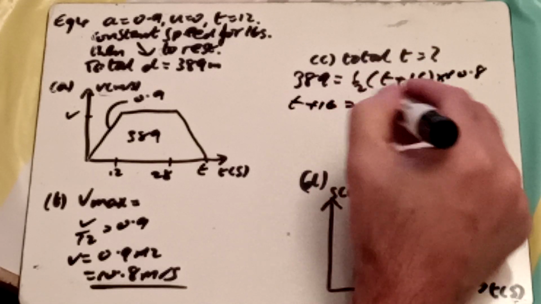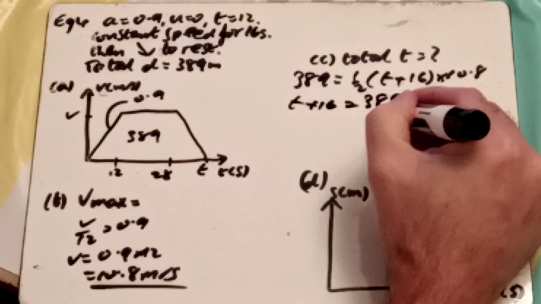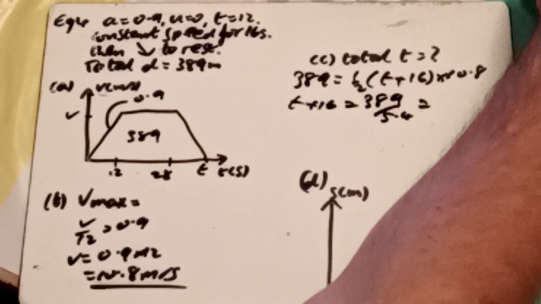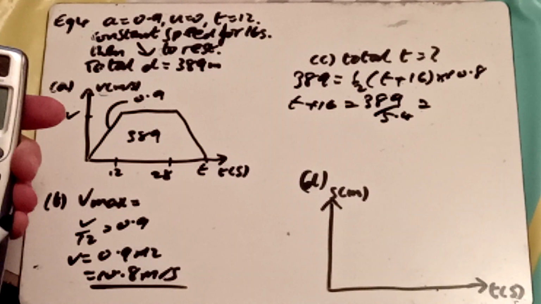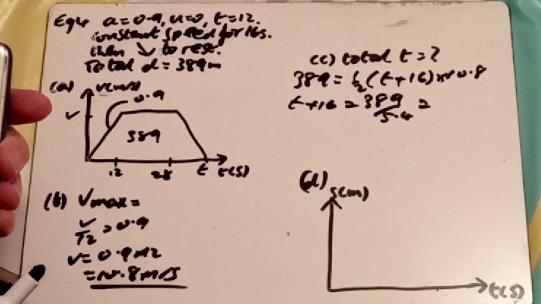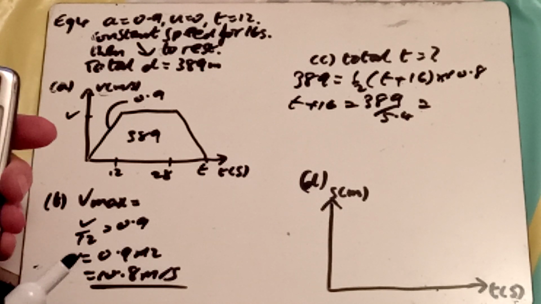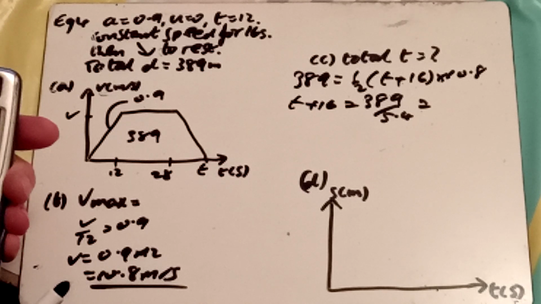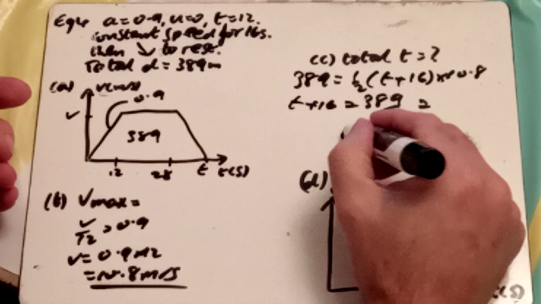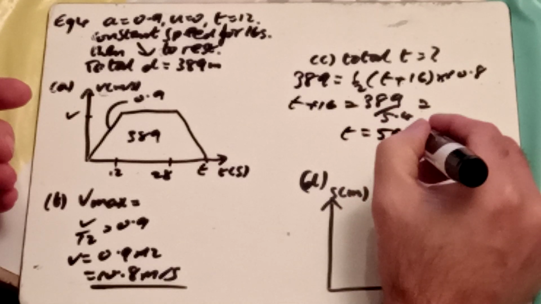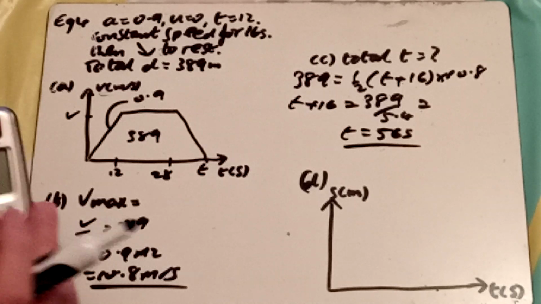So I can say that t plus 16 over 2 is a half of 10.8, 5.4. 389 divided by 5.4 equals, I need a calculator for once, 389 divided by 5.4 equals 72ish, and then minus the 16 there to get approximately 56. So t is 56 seconds is my answer with that one there.